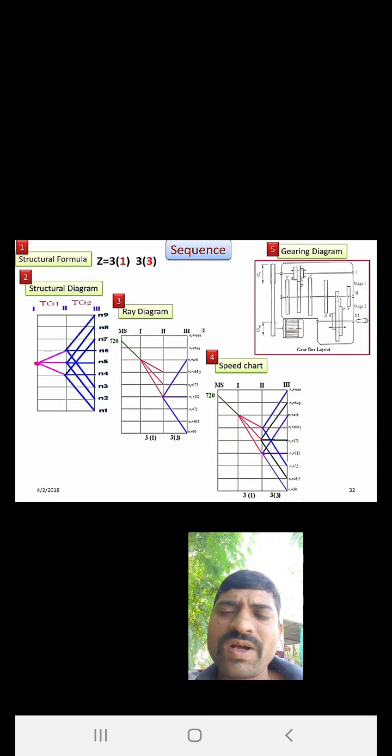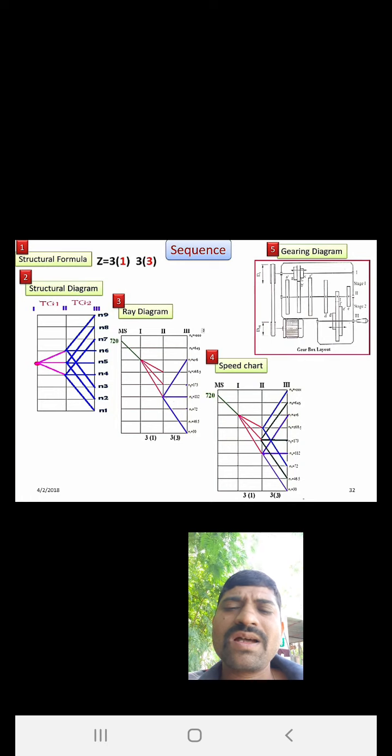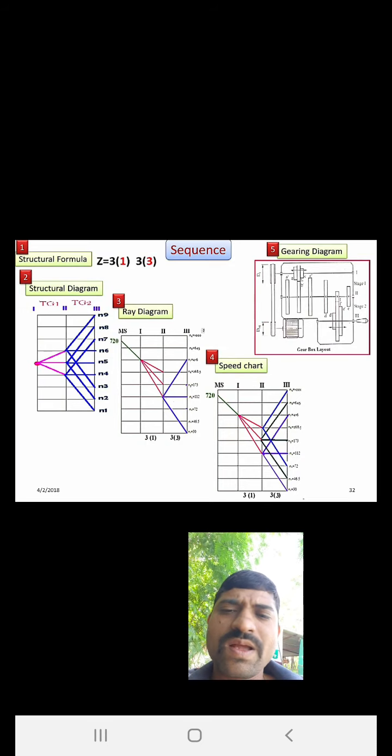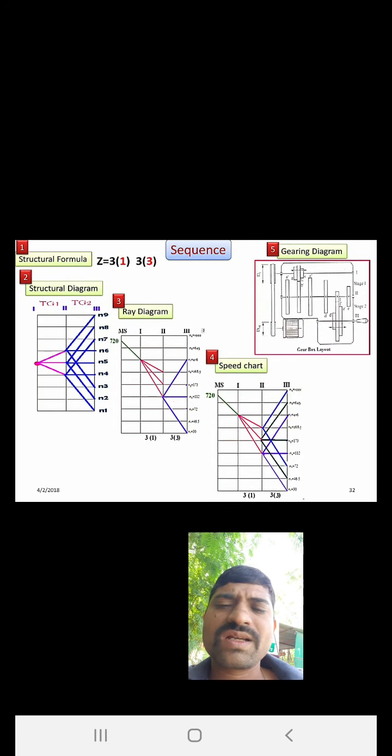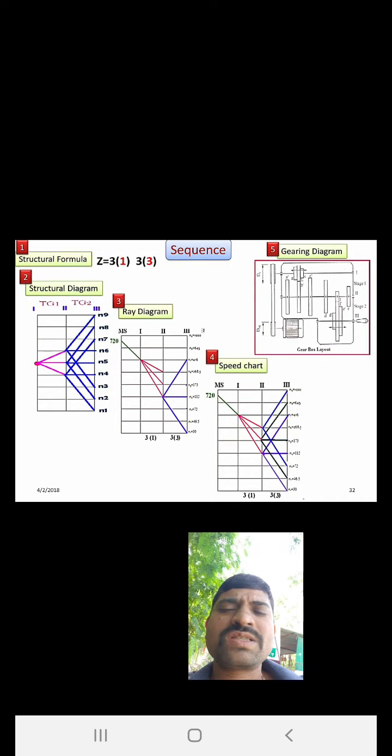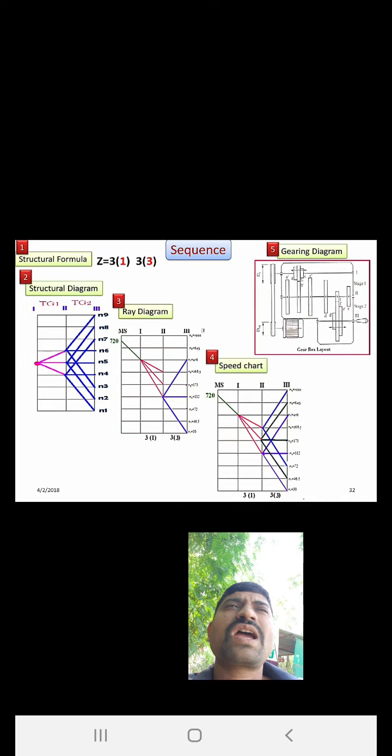Then from the second shaft, one line I have drawn inclined in the upward direction, left to right, and one line I have drawn in the downward direction, in pink color. You will get in the first stage 3 1 3 1. This is the first stage structural formula. Then on the second shaft, you will get 3 different points. Means you will get 3 different speeds from the first shaft to the second shaft. From those 3 different speeds, again you will get 9 speeds.